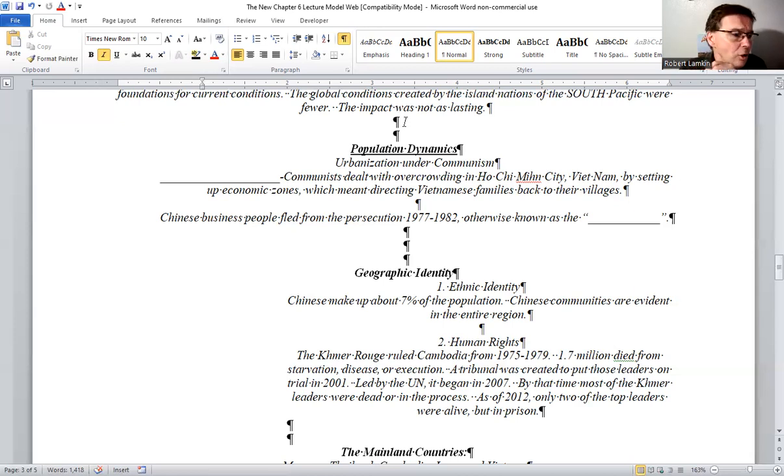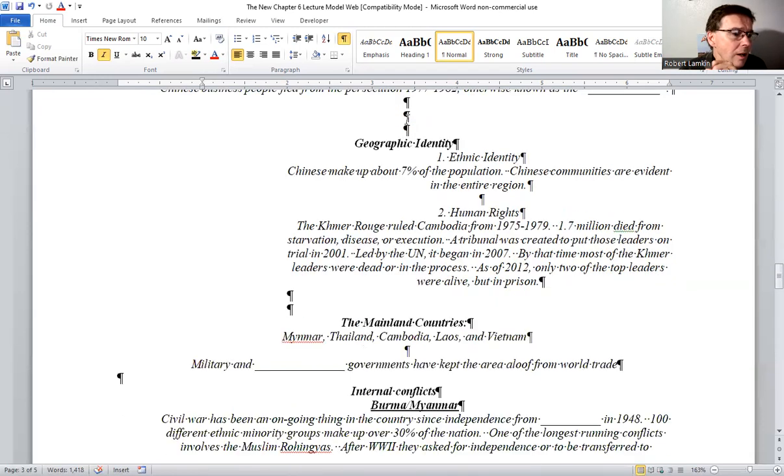Human rights. The Khmer Rouge ruled Cambodia from 1975 to 1979. I'm not making these numbers up. It's hard to believe, 1.7 million people died from starvation, disease, or execution under their communist rule. Many of those were Vietnamese.